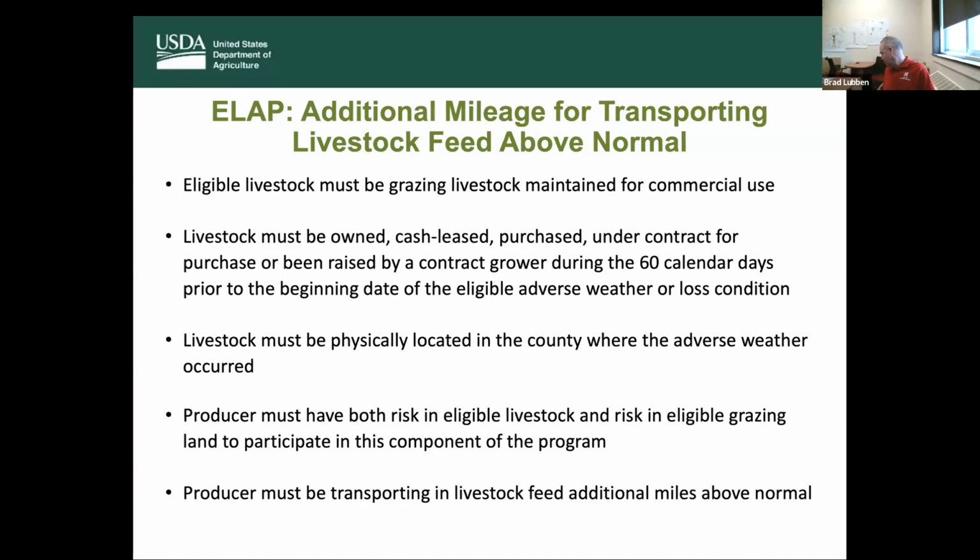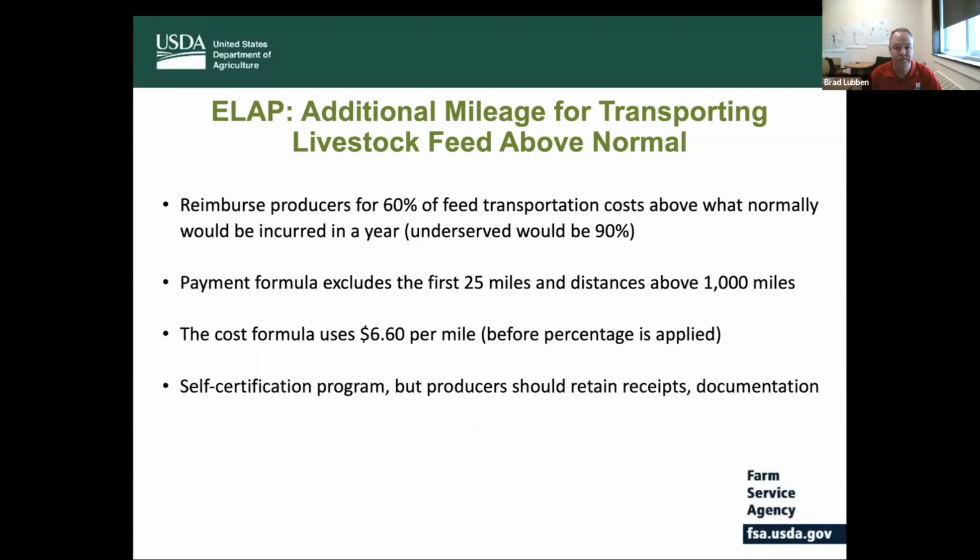As we move on to the next slide, just some continued eligibility and how the payments work for transporting feed above additional miles. What FSA is looking to do is reimburse producers for 60% of feed transportation costs above what they normally would have incurred in a year. If we have individuals that meet that historically underserved criteria, that would be looking at 90%.